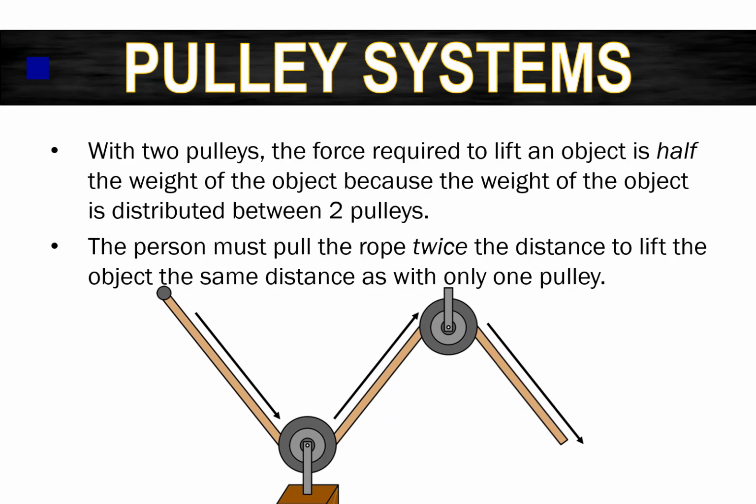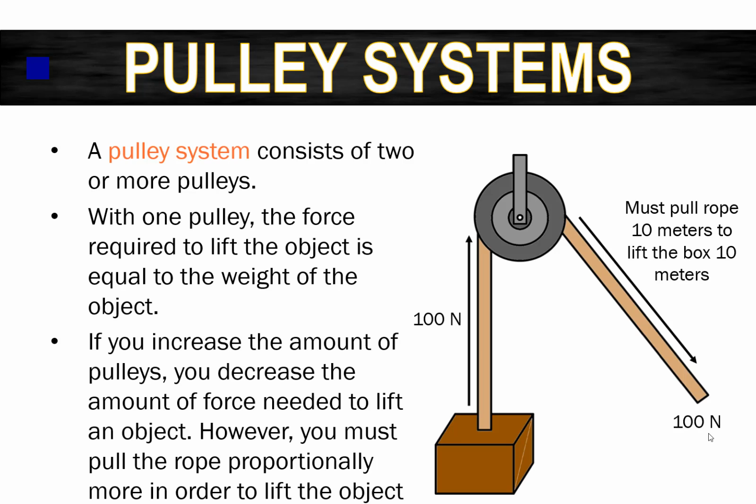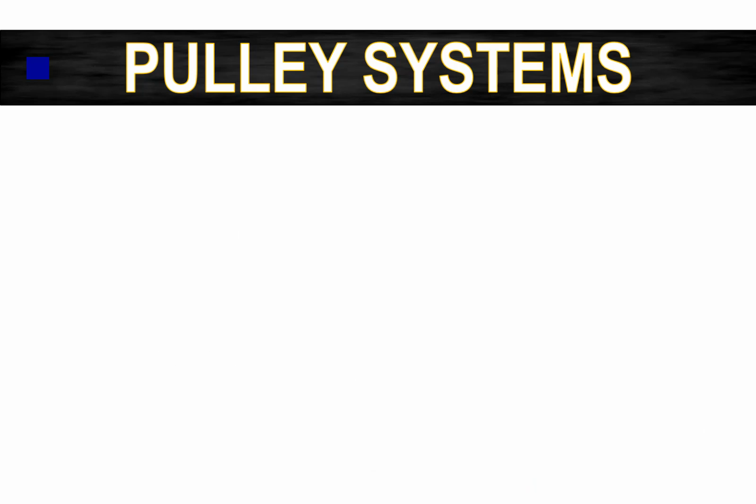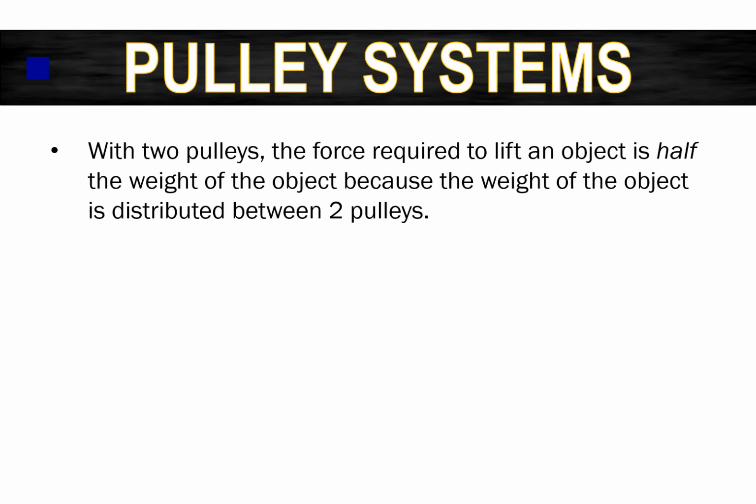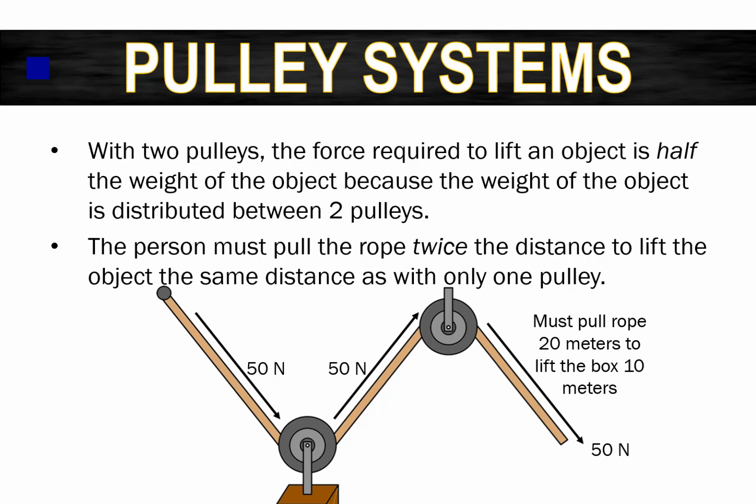Now, with 2 pulleys, let's go back to the other picture. The force I'm having to pull with is the same amount as the load, but changing the direction of the force is helping me lift it up, but this has a very low mechanical advantage. So with 2 pulleys, the force required to lift an object is half the weight, because the weight of the object is distributed between 2 pulleys. So the person must pull the rope twice the distance, but they don't have to use as much force.